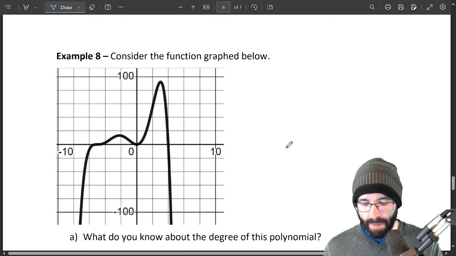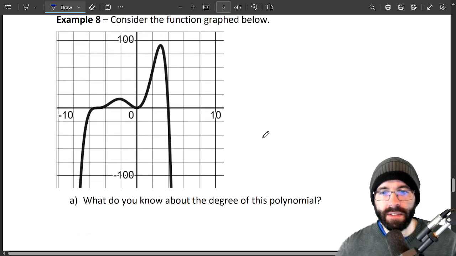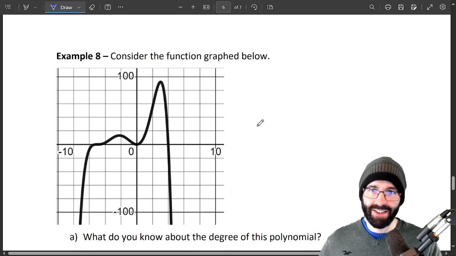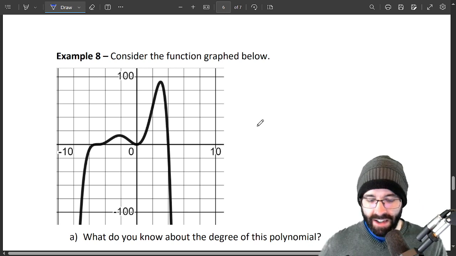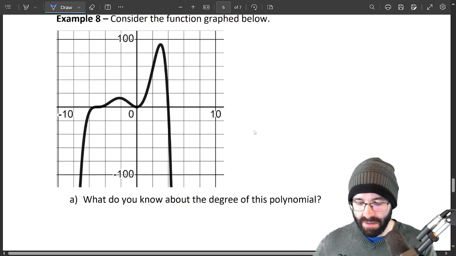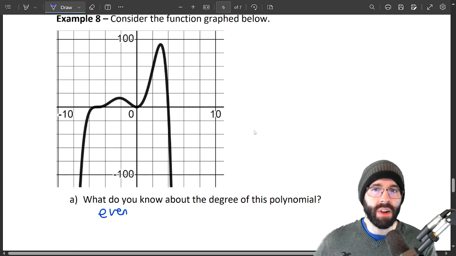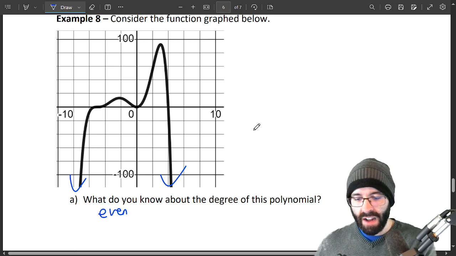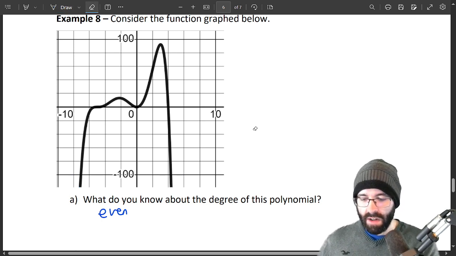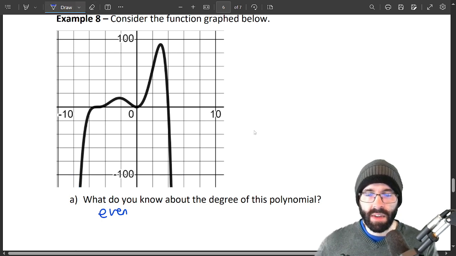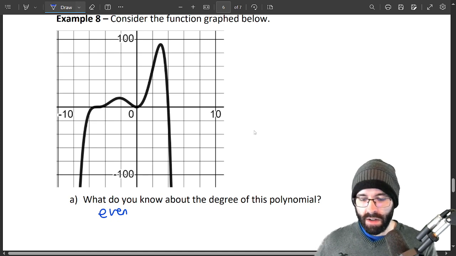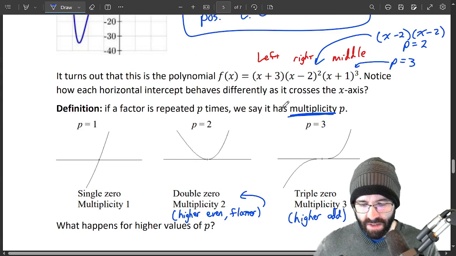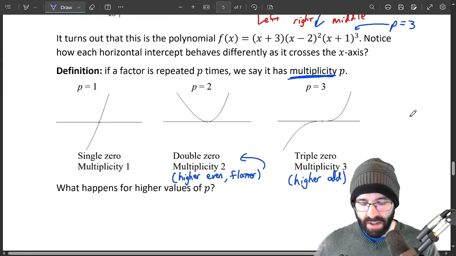Let's do some examples. What do we know about the degree here? Well, a lot of things. The degree has to be even because of the long run behavior. It's going in the same direction, down to the left and the right. So we know it's even. We know a couple other things too. Oh, I should mention this, it's a good thing.